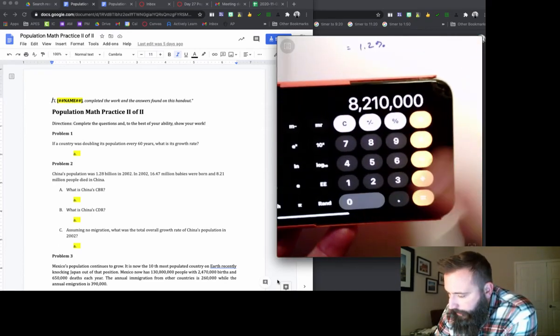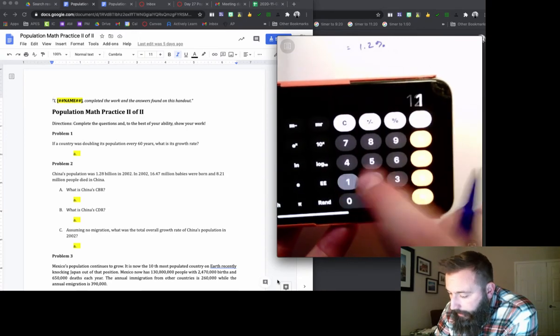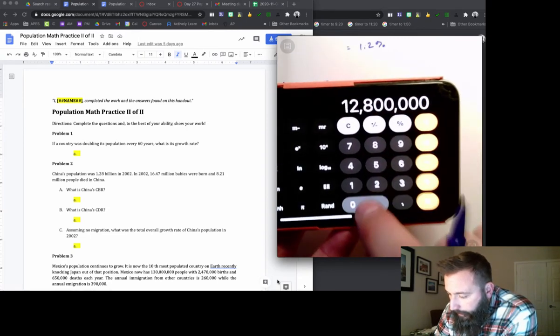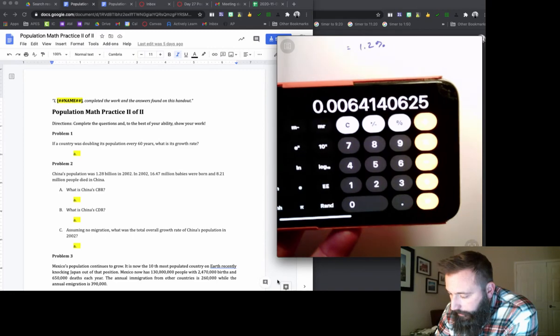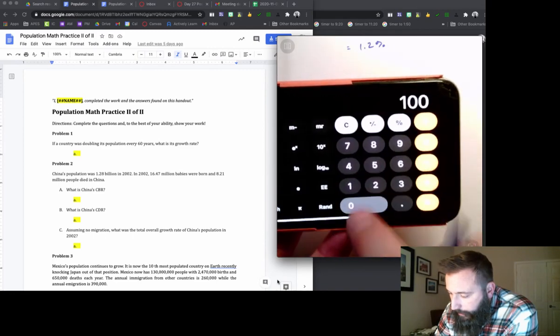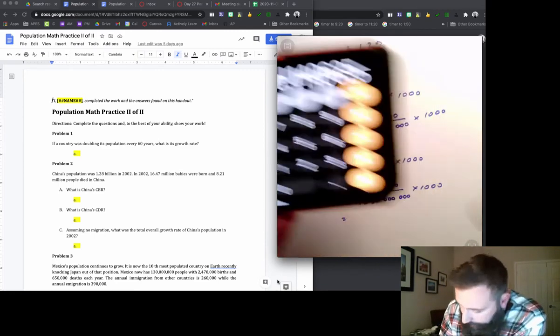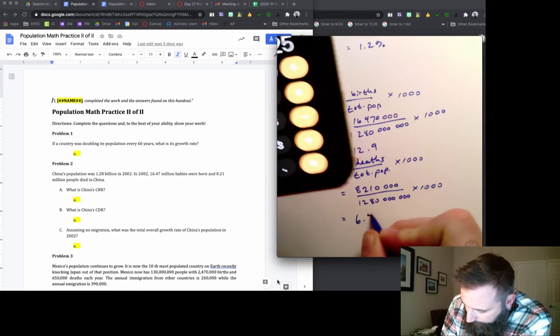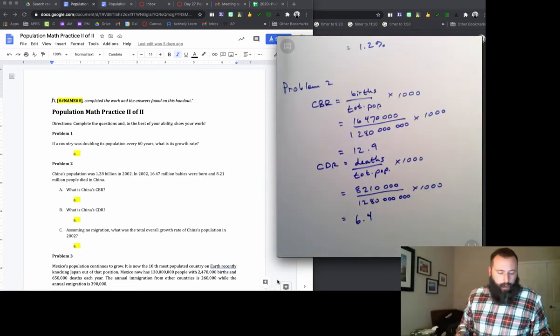821, there we go, divided by 1.28 billion, times 1,000, and we get 6.4. That is China's CDR.